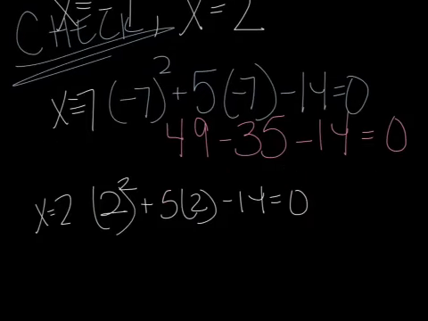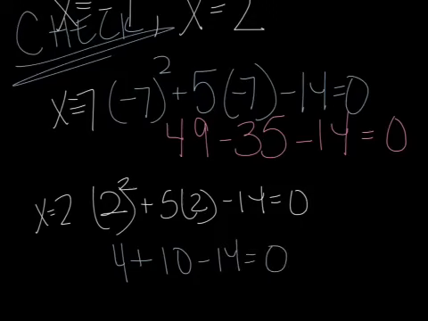For our second check, being that we have two solutions, we're going to do the same thing. We're going to plug in 2 for our x values now. Here, we have 2 squared, which is 4, plus 5 times 2, which is 10, minus 14, equal to 0. 4 plus 10 is 14, minus 14 equals 0, and again, our work checks out. It's important that you check your work each and every time that you find your solutions for x.